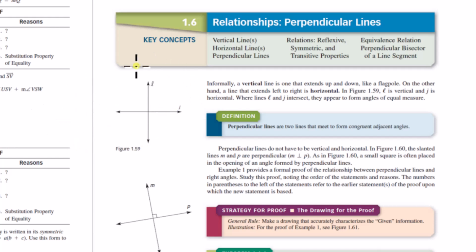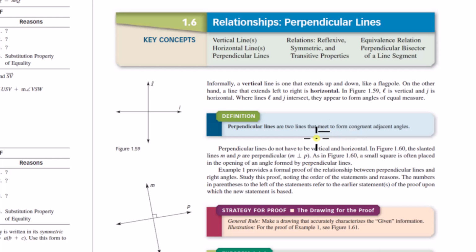But just looking at a flat plane like this, up and down you'd say is vertical, left to right is horizontal. And in that case, these two lines intersect to form angles of equal measure, which informally in section 1.2 we said was perpendicular. So now they're going to give an official definition, but it's pretty much the same as the informal definition. Perpendicular lines are two lines that meet to form congruent adjacent angles. Same definition. The key terms here are that the two lines meet.